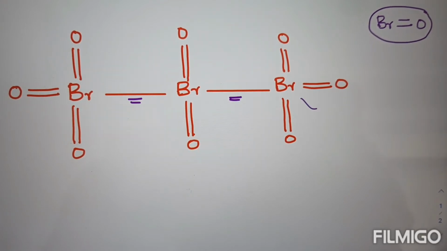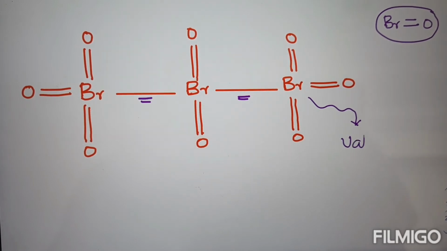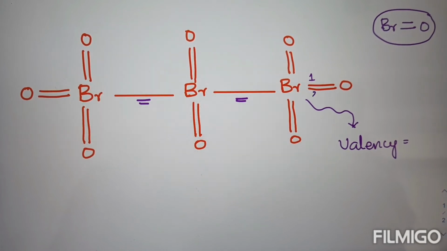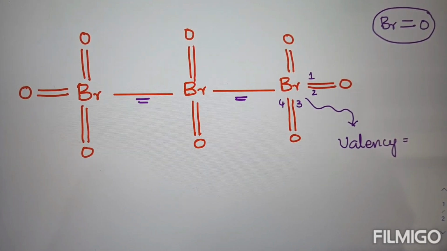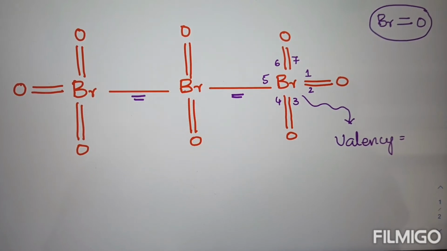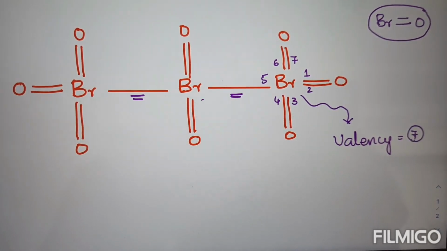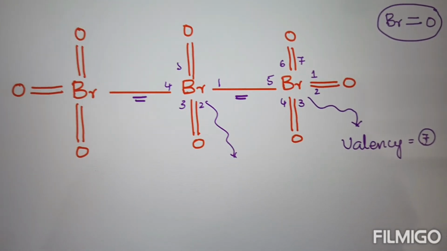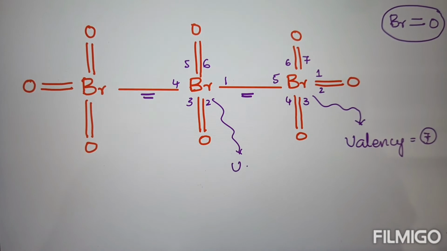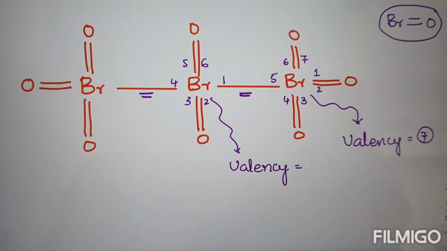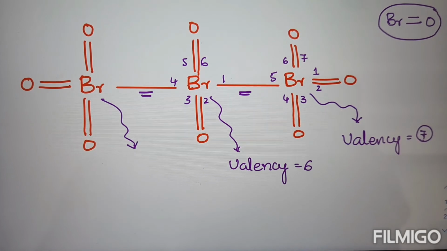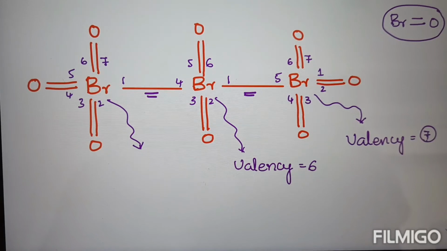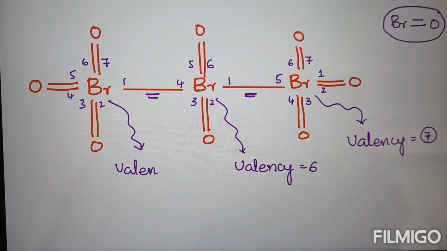Now we are going to discuss the valency. What is the valency of this bromine? Just count the number of bonds formed around the bromine: 1, 2, 3, 4, 5, 6, 7. So valency is 7. Come to this bromine: 1, 2, 3, 4, 5, 6. So the valency of the central bromine is 6. And for this one: 1, 2, 3, 4, 5, 6, 7. So here valency is 7.